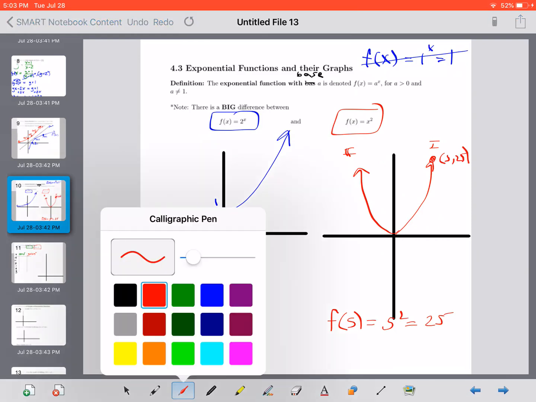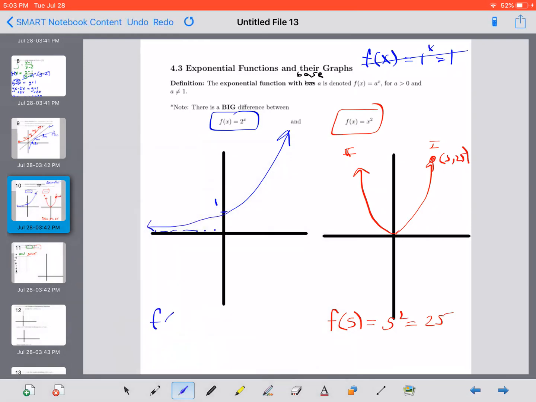Whereas in this first function, f of 5 would be 2 to the 5th power. Right? This time the exponent is variable, so it would be 2 to the 5th power, which means 2 times 2 times 2 times 2 times 2, which means 32. So we'd have a point here at (5, 32).